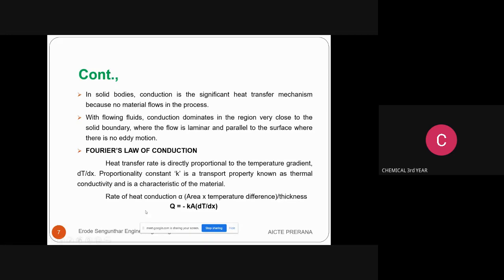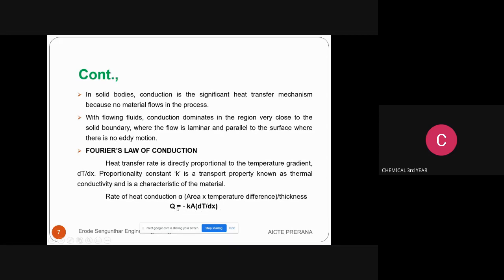From this statement we can say that the rate of heat conduction is directly proportional to area times temperature difference divided by thickness. Temperature difference divided by thickness is nothing but the temperature gradient. To remove the proportionality, we introduce the proportionality constant k, the thermal conductivity. Mathematically we have expressed Q = -k A dT/dx.